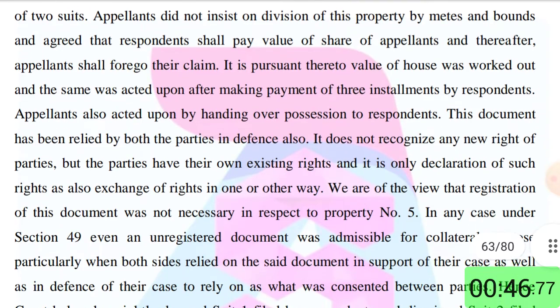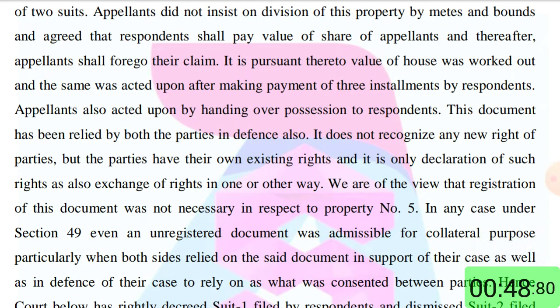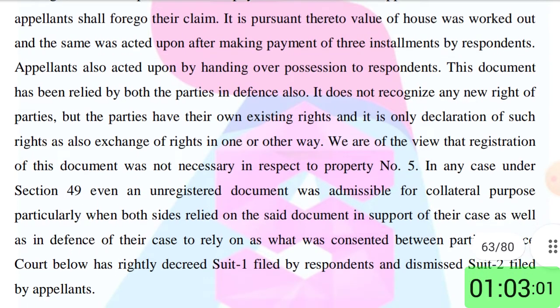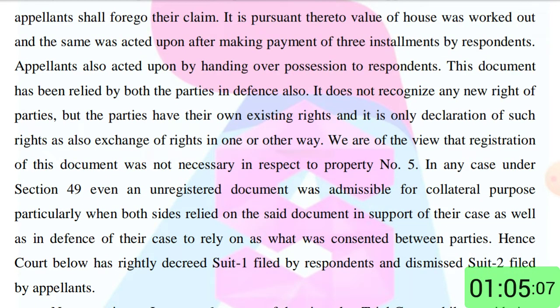Also, it does not recognize any new right of parties, but the parties have their own existing rights, and it is only a declaration of such rights as also an exchange of rights in one way or other. We are of the view that registration of this document was not necessary in respect to property number 5.